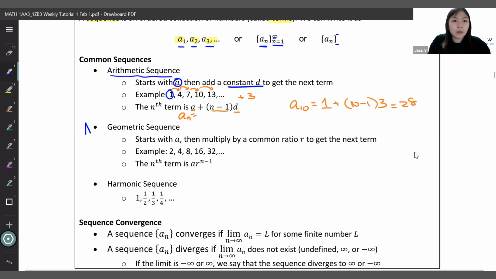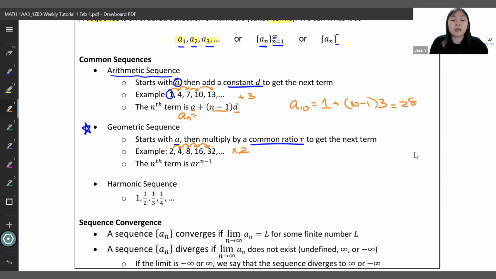Another very important sequence is a geometric sequence. So very similarly, you start with the number a, but this time to get to your next number, you're not going to add. You're going to multiply by a common ratio r. So to get from 2 to 4, I'm going to multiply by 2, I'm doubling. Then I multiply by 2 again to get to the 8. Multiply by 2 to get to the 16. Multiply by 2 to get to the 32.